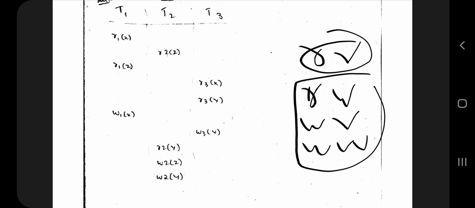Now after you have written this, how do you check if it's serializable or not? As I told you, 4 things are there: read read, read write, write read, write write. Now the only things which cause the problem are these 3. Read on read is no problem. Read on write, write on read, write on write on the same resource, that causes the problem. So let's see where the problem is happening.